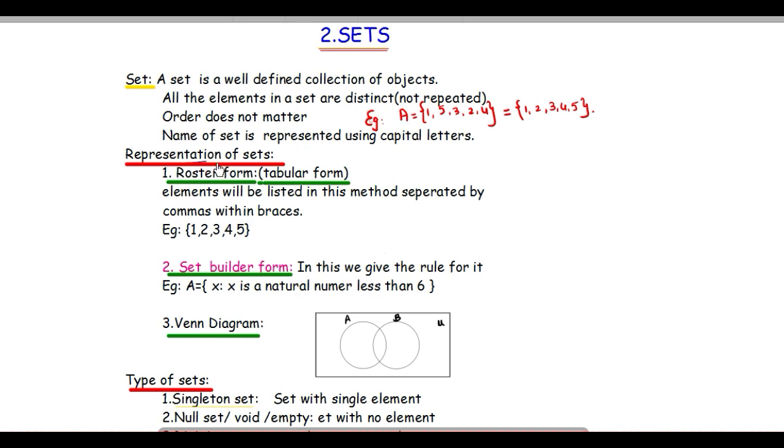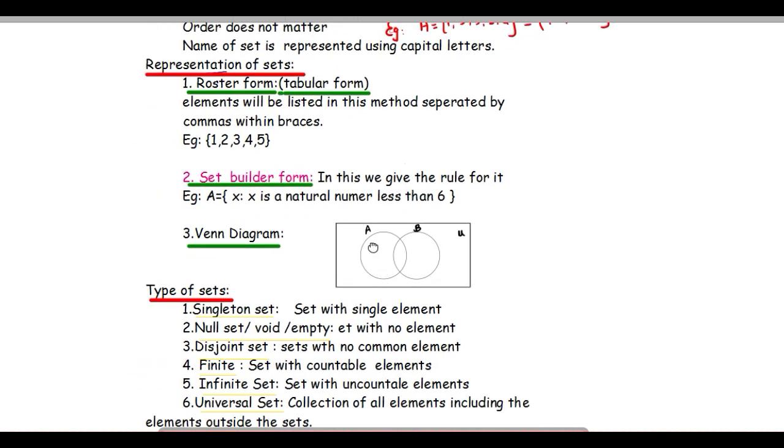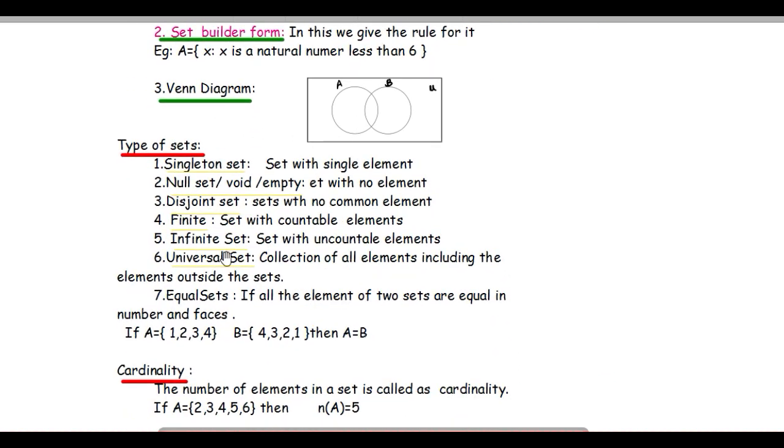Now, representation of sets. Roster form, also called tabular form: elements are listed in this method, separated by commas and within braces like this. Then we have set builder form, in which we give the rule, like x such that x is a natural number less than 6. This is the way we write in set builder form. Then we have another method, the Venn diagram method, in which we use rectangles and circles to represent the sets.